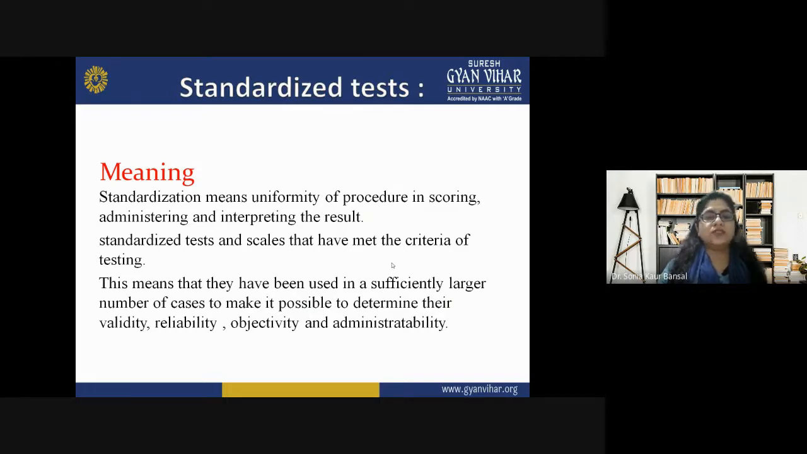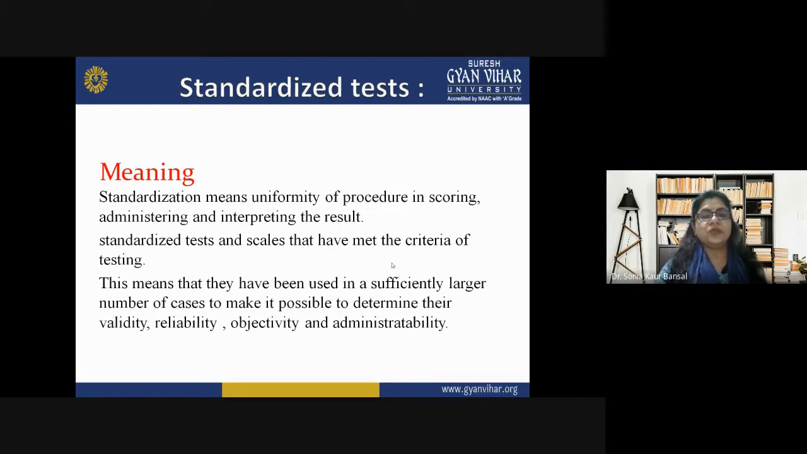When a teacher or the researcher is using standardized tests and skills that have met the criteria of testing, this means that they have been used in a sufficiently large number of cases to make it possible to determine their validity, reliability, objectivity, and administrability. Standardized tests are framed on the basis of particular objectives, a particular dimension. It may be psychological or any other dimension.